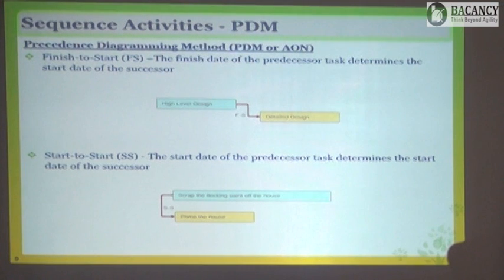Next is just the opposite of this, called finish to finish. In this one, instead of aligning to the start date, we have aligned it to the finish date. No matter what the duration, no matter when they are starting, they will end together. The finish of the successor is aligned to the finish of the predecessor.